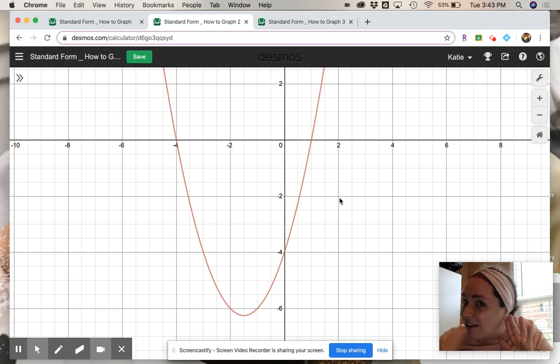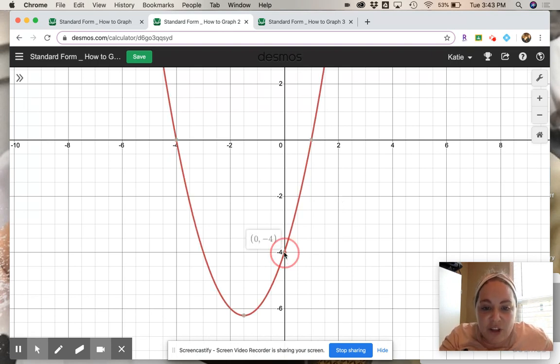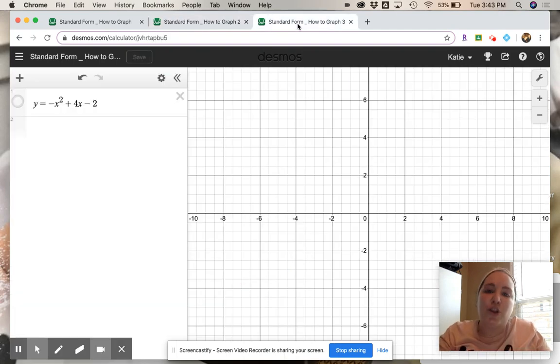Am I good here? That's right, the C value, because the C value tells us where the y-intercept is located. So if I go to my graph, right there, my C value is -4. I can go ahead and look for an equation that has A being a positive number and C being -4. Simple, right? Now let's talk about going the other way.